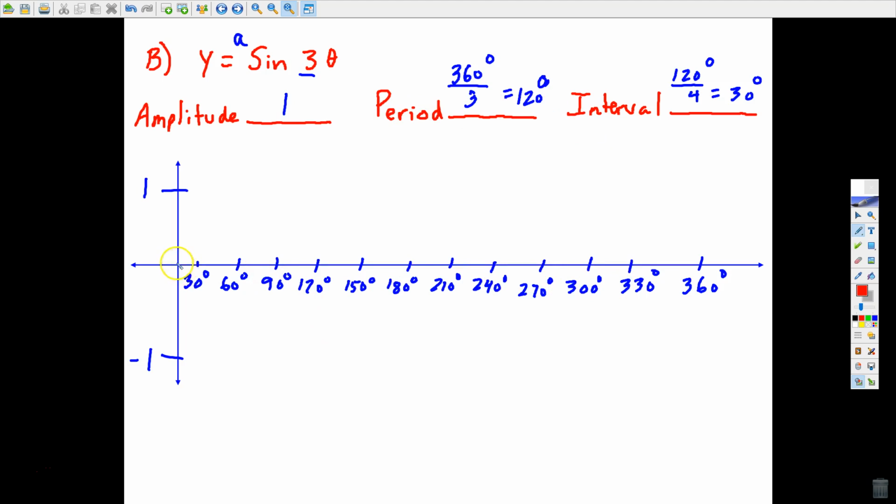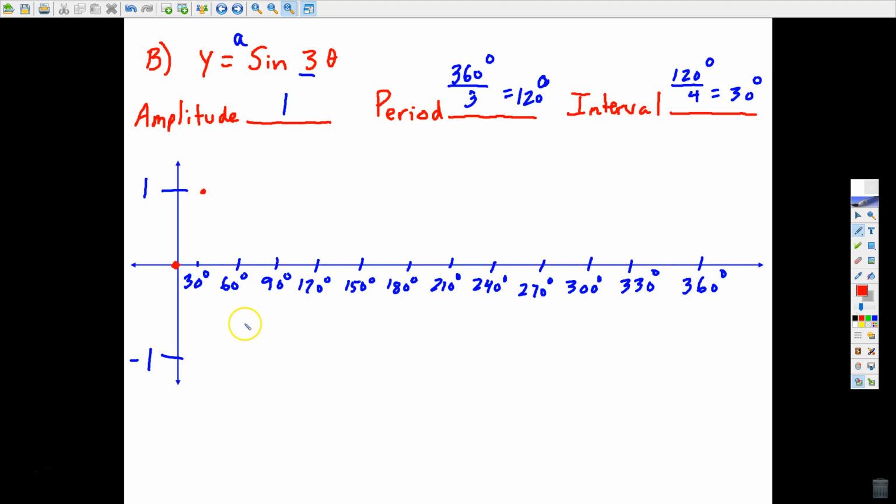So let's start at 0 degrees. When we input 0 in for theta, it's like doing 3 times 0, which is still 0, and then we do sine 0, which is 0. So these numbers on your horizontal axis are replacements. They're inputs for theta. They're degree measures. Okay, let's go to 30 degrees for theta. So it's like doing 3 times 30. You're really doing sine 90 degrees, which is 1. So for 30, I'm going to jump up to 1.